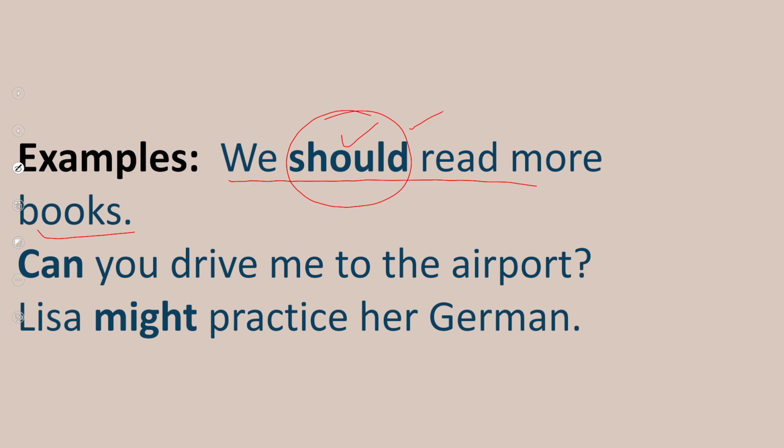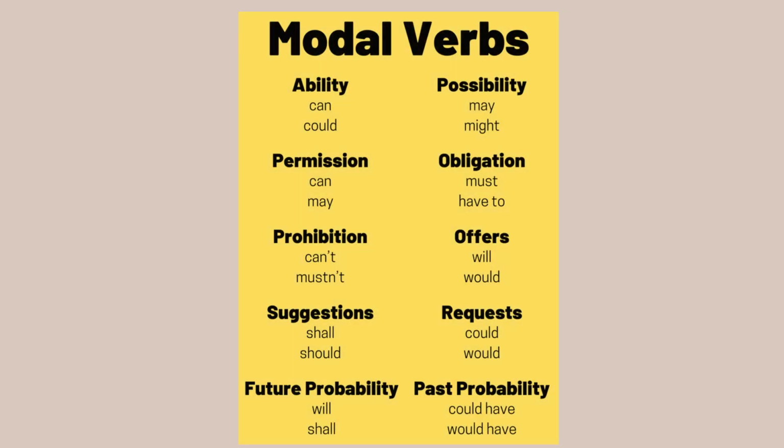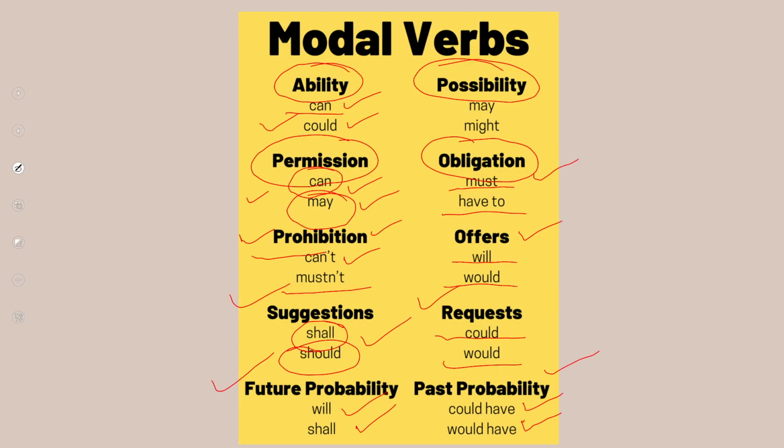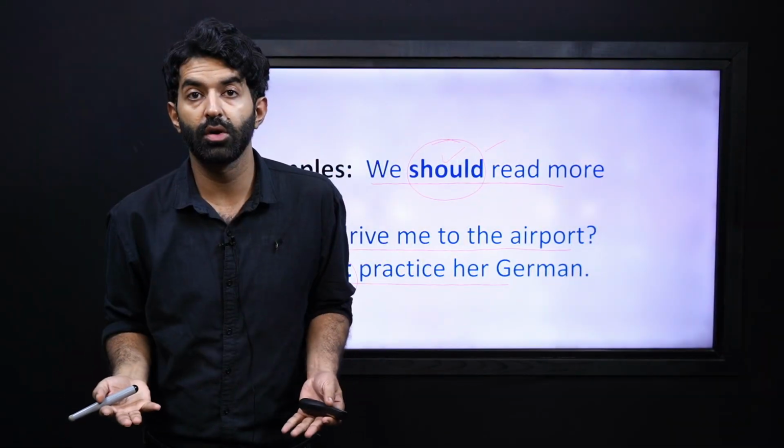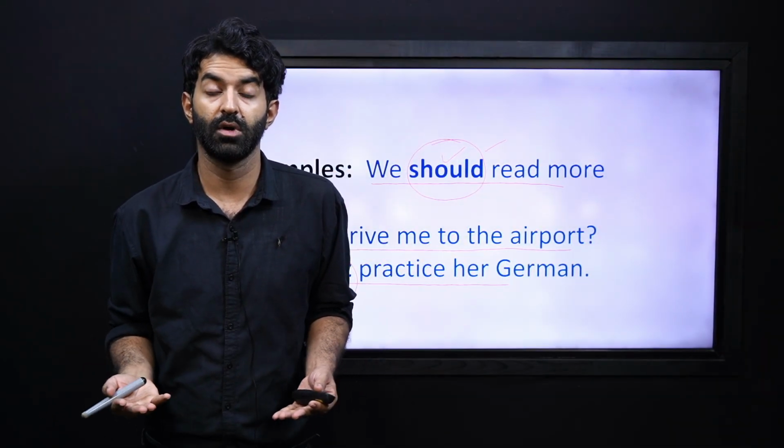Next one is, can you drive me to the airport? Can is used here to show possibility, and also it is asking for a request as well. Lisa might practice her German. Might, again, you are not sure. There's a probability, so you can see that might is showing possibility. She might or might not practice her German. We are not sure about it as a speaker or as a writer.